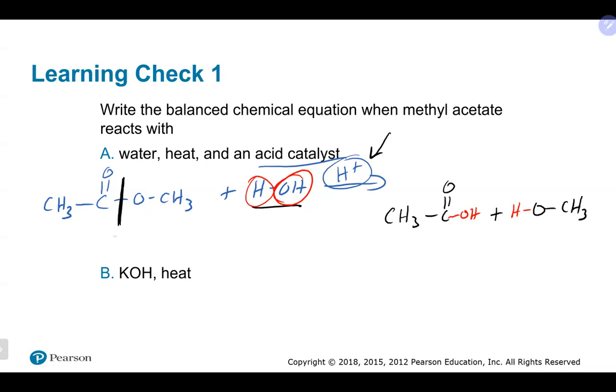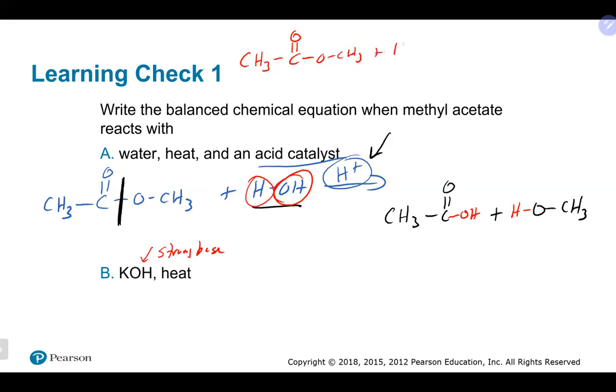Now, the bottom one is KOH. That is a strong base. So that's going to do the base hydrolysis that we just talked about. Again, you could approach it the same way. We can take our ester.